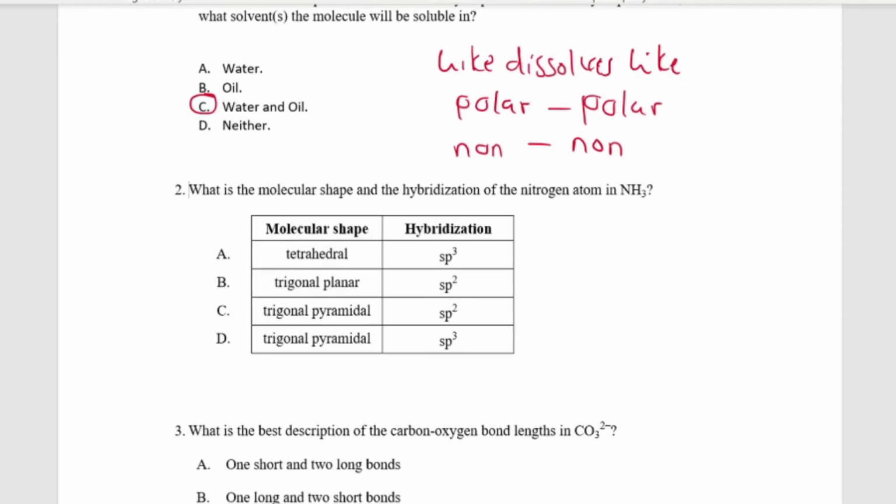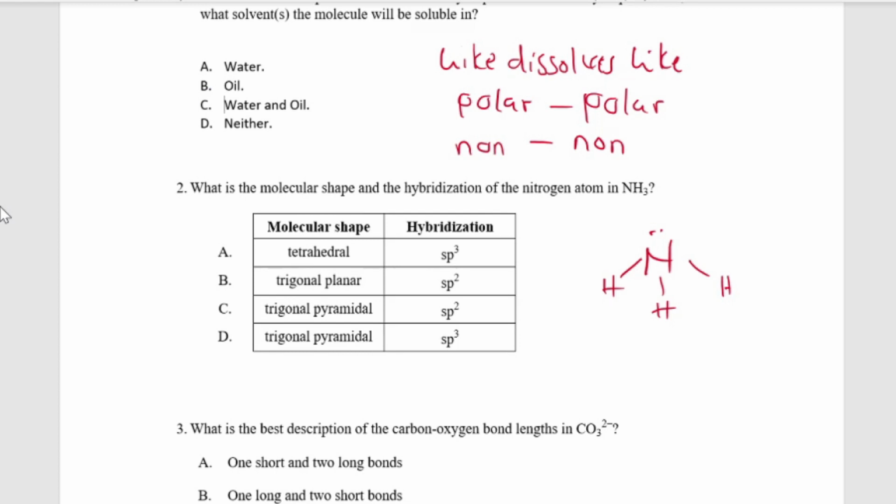In question 2 we have: what is the molecular shape and the hybridization of the nitrogen atom in the ammonia molecule? What we have to do first is to draw the Lewis structure of ammonia to find out the answer. So the Lewis structure of ammonia goes like this, and then we count the electron domains.